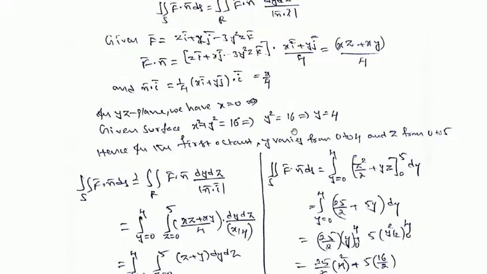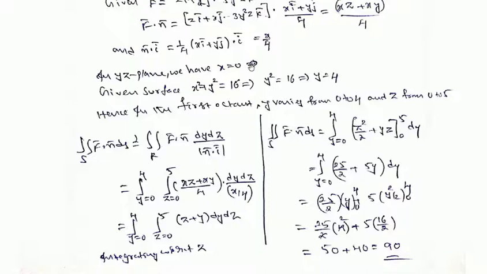So in the yz plane we have x equal to 0. The surface is x square plus y square equal to 16, which implies y square equal to 16, so y is equal to 4. Hence in the first octant y varies from 0 to 4. The z limits are already given, z varies from 0 to 5. Now we are getting the y limits only, y varying from 0 to 4. Since we are taking the projection on the yz plane, we substitute the y limits 0 to 4 and z limits 0 to 5.